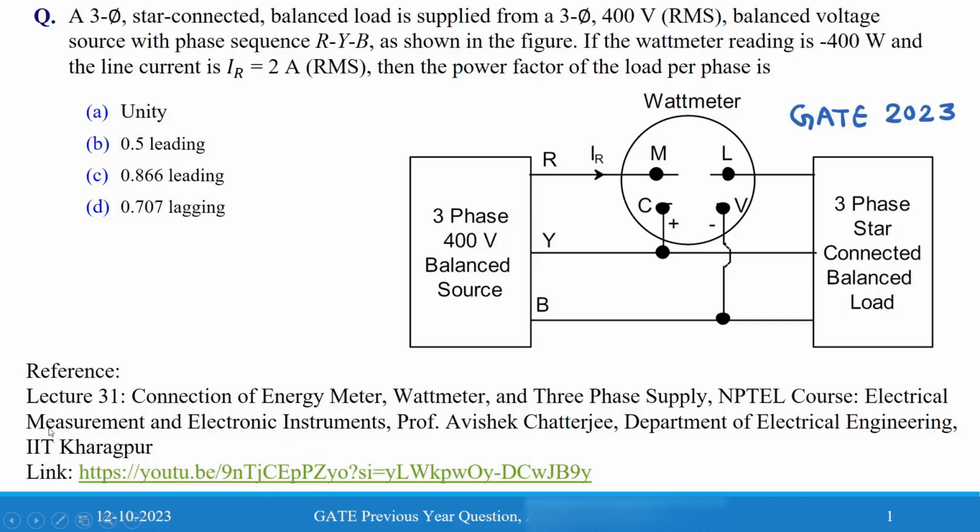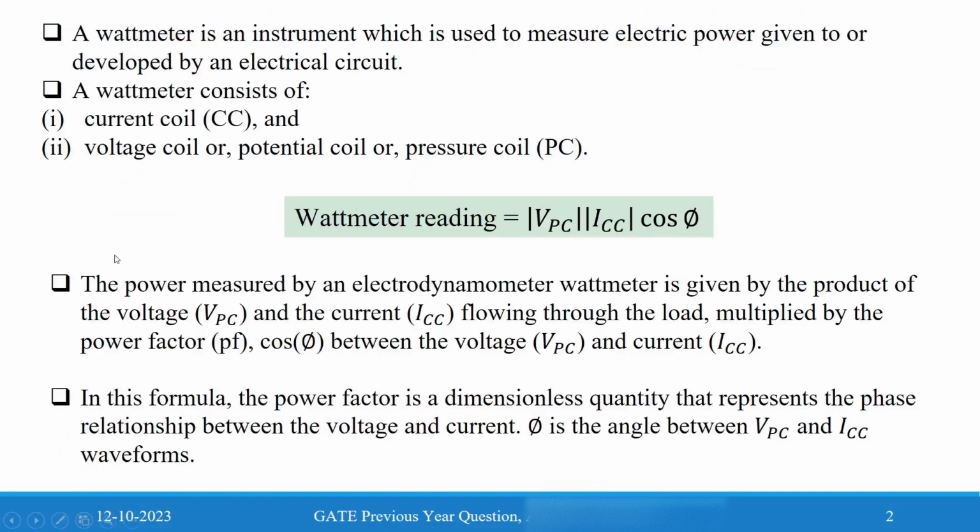Now before we begin to solve this problem, let us have a quick recap about the wattmeter. As we all know, a wattmeter is an instrument which is used to measure electrical power given to or developed by an electrical circuit. This wattmeter generally consists of a current coil and a voltage coil. The voltage coil is also named the potential coil or pressure coil. We simply write their acronyms as CC or PC.